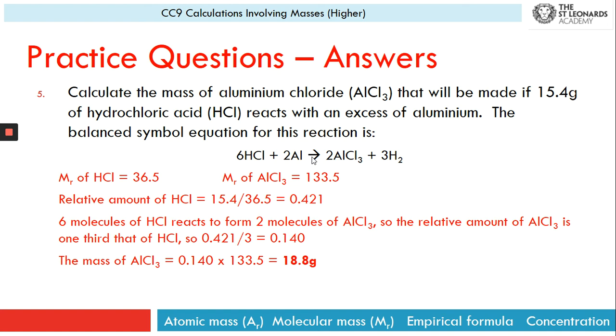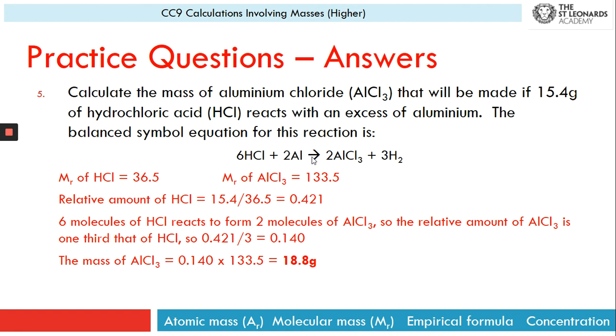Then we can work out the relative amount, or the number of moles, of hydrochloric acid. So that's going to be the formula of moles equals mass divided by Mr. So the mass is 15.4 divided by 36.5, which equals 0.421.